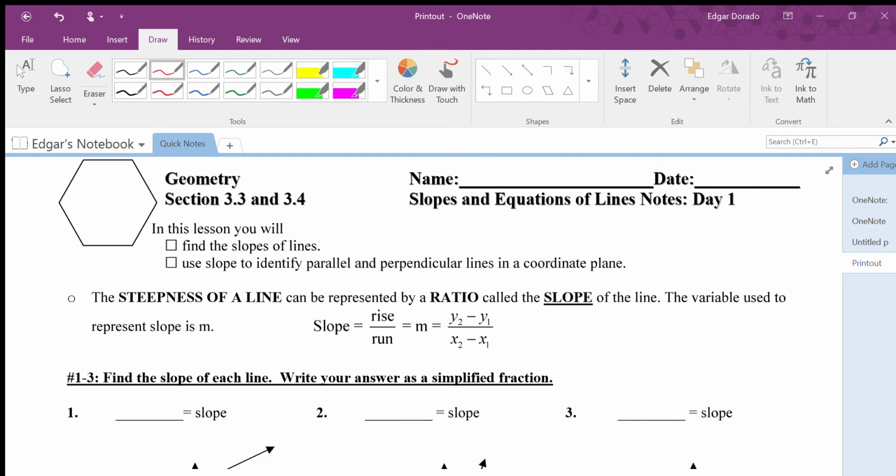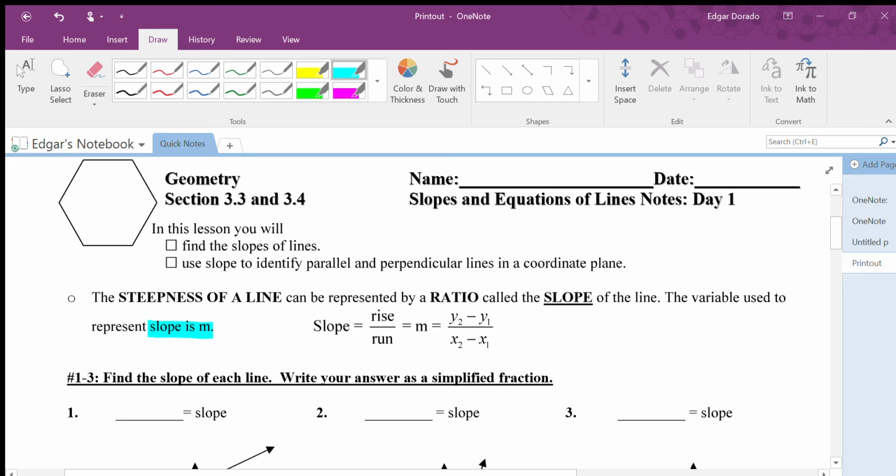The steepness of a line can be represented by a ratio called the slope of the line. The variable used to represent slope is m. So slope is m, and all it really is is a ratio that represents how steep a line is. I'm sure you've already seen these in your algebra classes before getting to geometry. But if you haven't, that's a quick definition of how we can identify the steepness of a line. We call it slope.